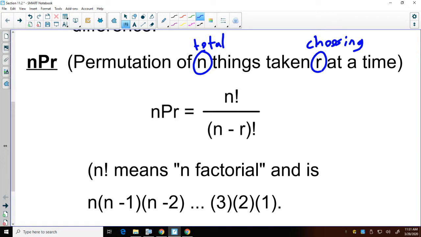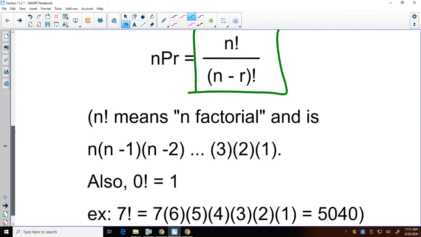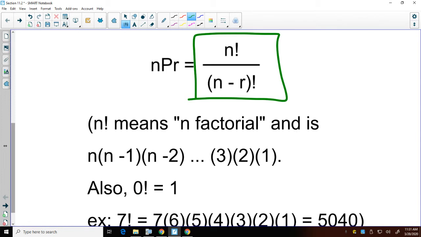Okay, so now that you know what N and R are, right down here is the formula that your calculator is running. N factorial, all over, parenthesis, N minus R, parenthesis, factorial. So if you use the nPr in your calculator, you don't have to know this formula because that's what your calculator is running for you. You don't have to memorize this formula at all.